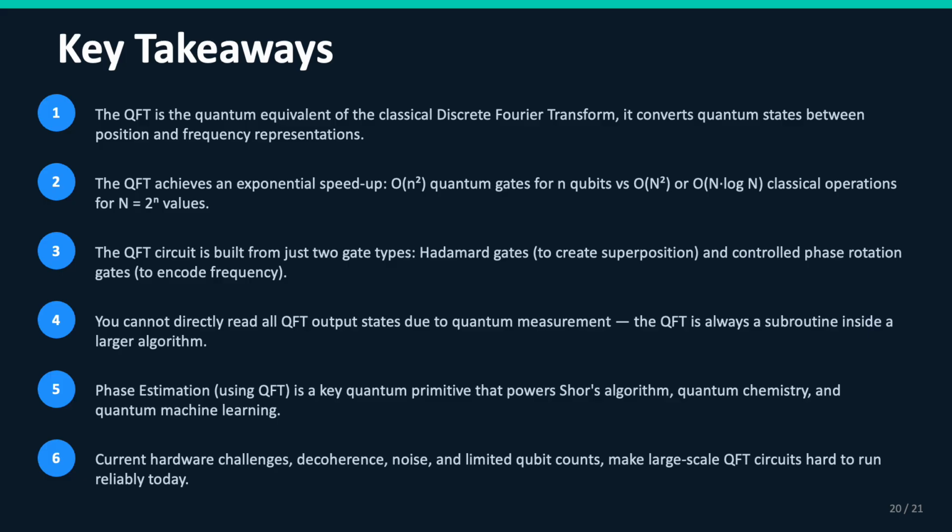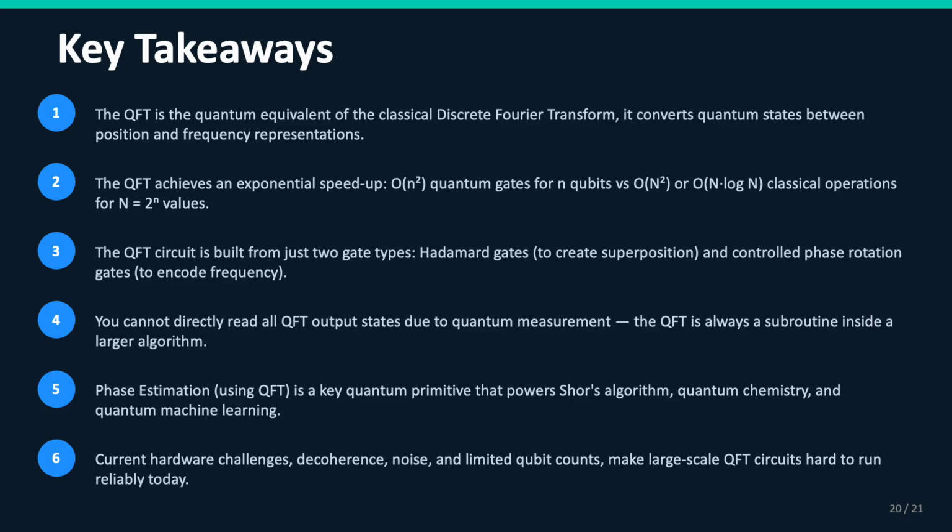The circuit is built from just Hadamard gates and controlled phase rotation gates followed by swap gates to reorder the input and the output. Despite using only these simple ingredients, the circuit performs an extraordinarily complex transformation in far fewer steps than any classical method. The key to understanding the whole algorithm is grasping how the Hadamard creates superposition and how the phase rotations encode frequency information progressively across each qubit.